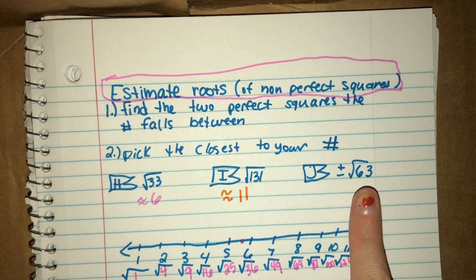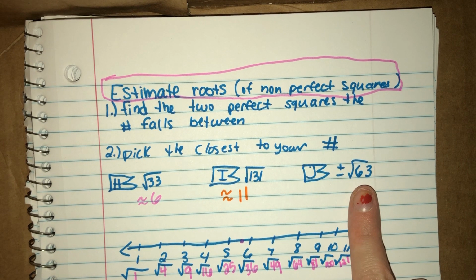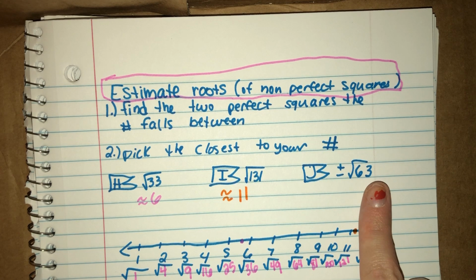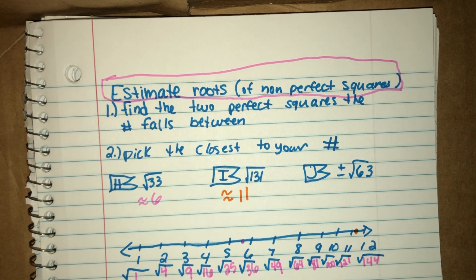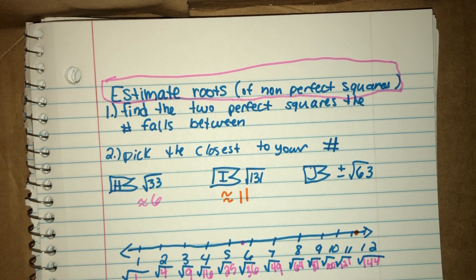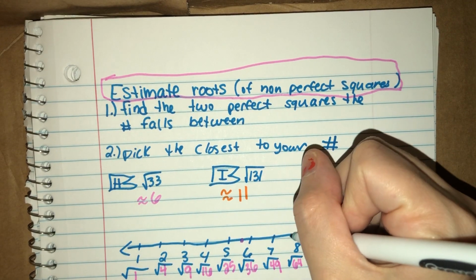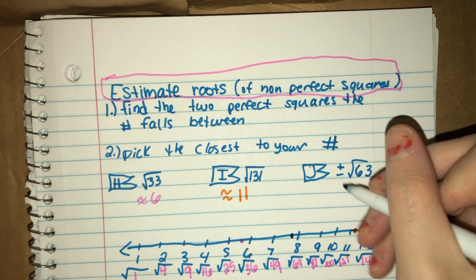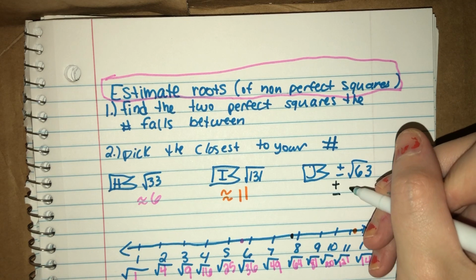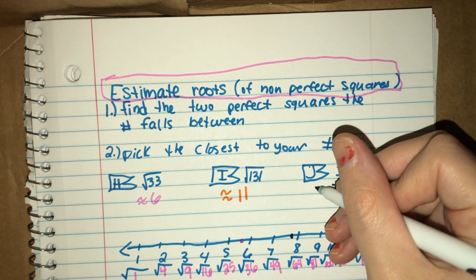The final one is plus or minus the square root of 63. So we find where the square root of 63 falls between. It looks like it's somewhere between the square root of 49 and the square root of 64. It's definitely a whole lot closer to the square root of 64. So it's also closer to 8. So that would be plus or minus 8 approximately.